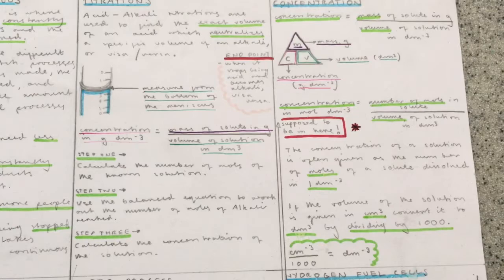Okay, concentration. Concentration is mass of solute in grams divided by volume of solution in dm3. We've got the mass in grams divided by concentration will give me the volume. Vice versa, you've got the equation triangle there. Concentration in moles per decimeter cubed is equal to number of moles of solute divided by volume of solution in dm3. The concentration of a solution is often given as number of moles of a solute dissolved in 1 dm3, which is equal to 1 litre. If the volume of the solution is given in cm3, convert it to dm3 by dividing by 1000. cm3 divided by 1000 equals my dm3.